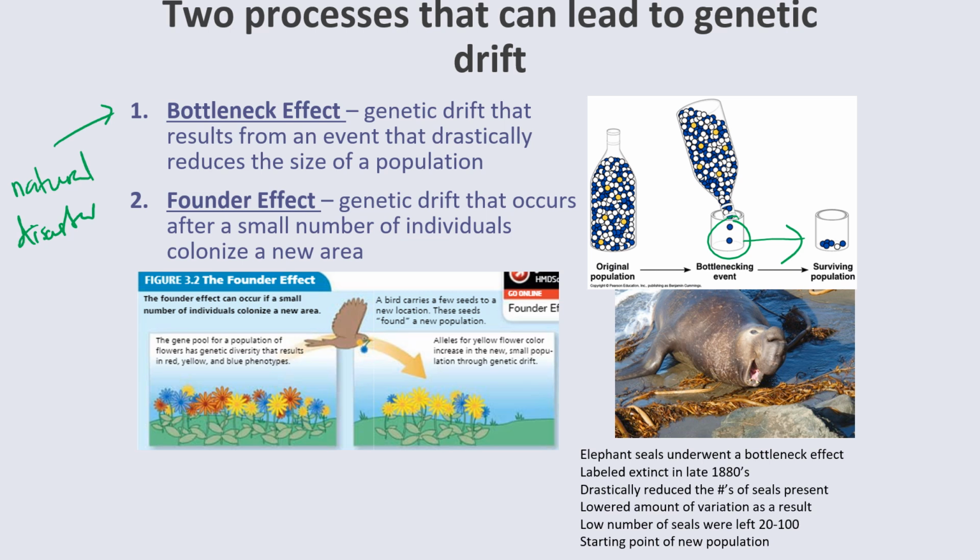Now, the second one is the founder effect, genetic drift that occurs after a small number of individuals colonize a new area. For this example, we see a diverse set of flowers. We have some red here in the back, some orange in the front, yellow, and blue. So a bird picks up only yellow and blue flowers to a new area. And in this new area, the bloom would only be yellow and blue. So there we have it, yellow and blue.